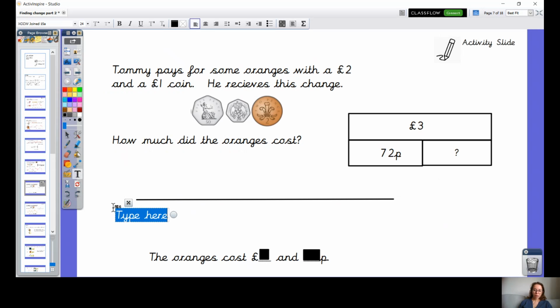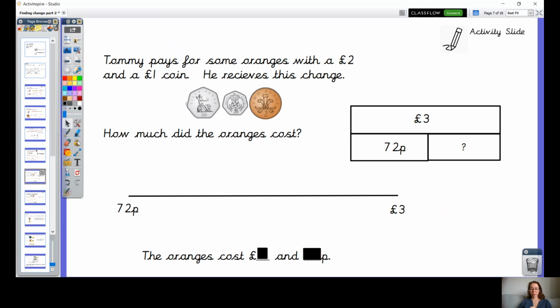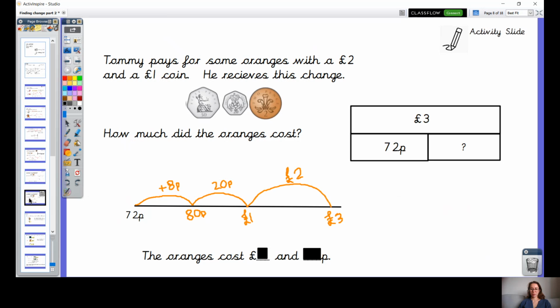So I would have started with your 72p at the start of your number line, and you needed to get to £3. And if you've done your finding the difference correctly, you would find that the oranges cost £2 and 28p. Well done if you got that right. Oh, I popped in the answer there, look. So if you got a bit stuck on that one, you can check what I did to give you a hand.